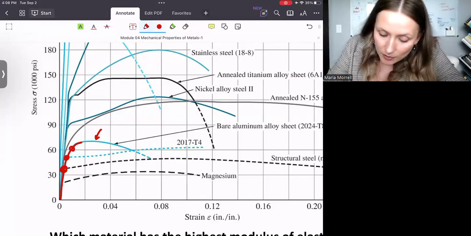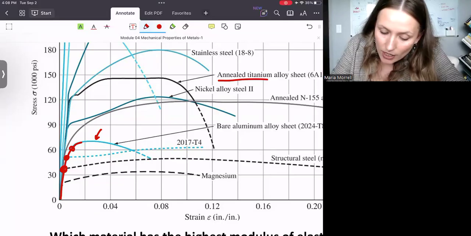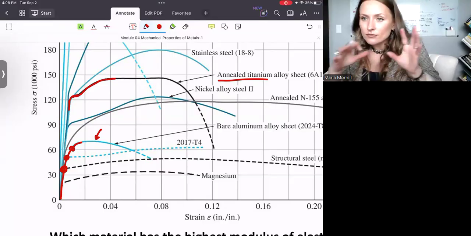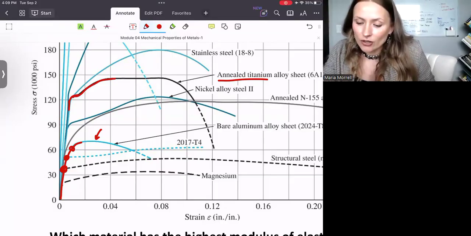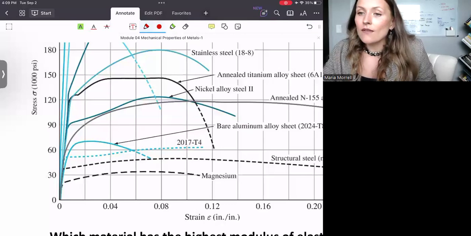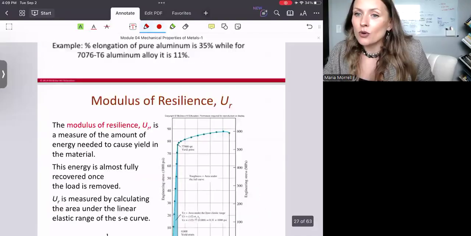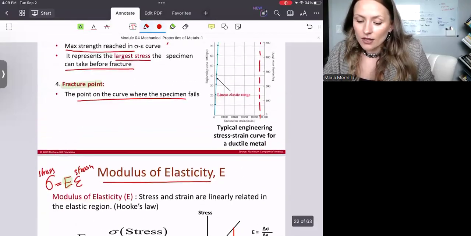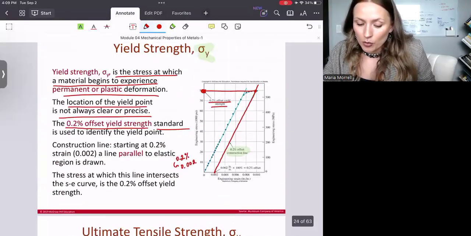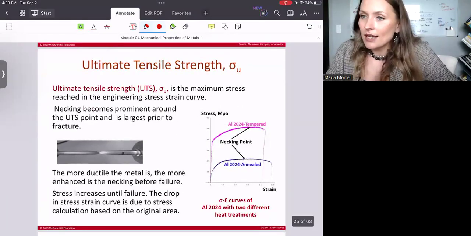Another good example would be this annealed titanium alloy, the black one here as well. You can also clearly see that the curve is not as straightforward as you would typically want it to be. This is why you should be familiar with the standard and how to properly identify the yield point, okay?